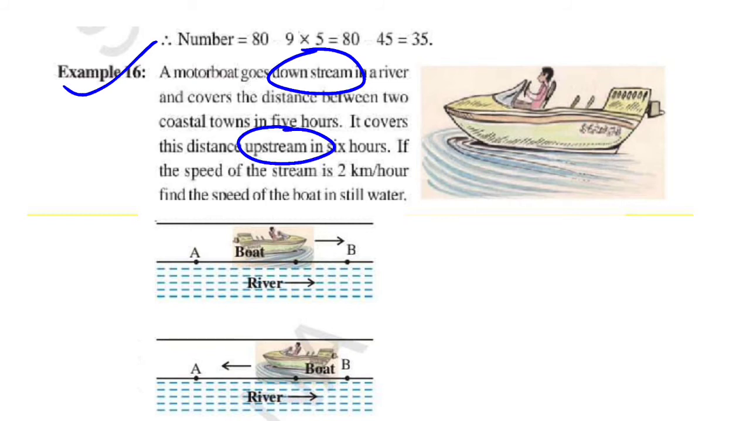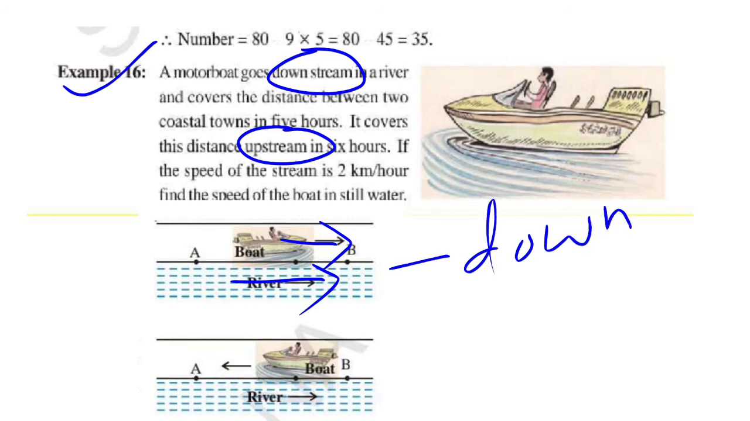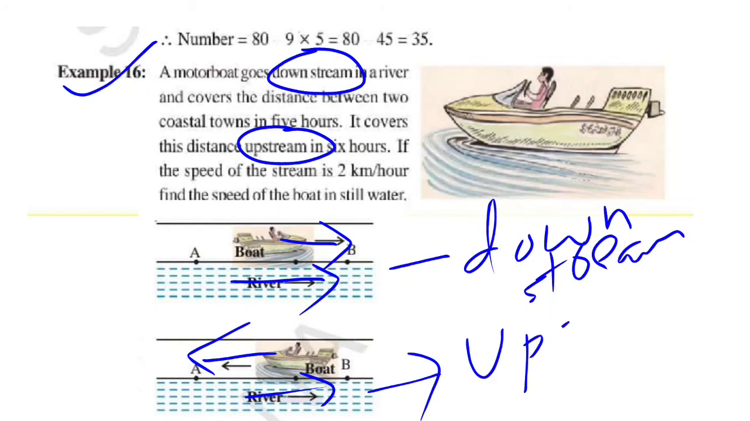Let's define these two, downstream and upstream. Observe the below two figures. Downstream means the water flow direction and the boat direction are both in the same direction, so it is called a downstream. Upstream means its opposite. Water direction is right side, boat direction is left side, opposite direction, it is called an upstream.